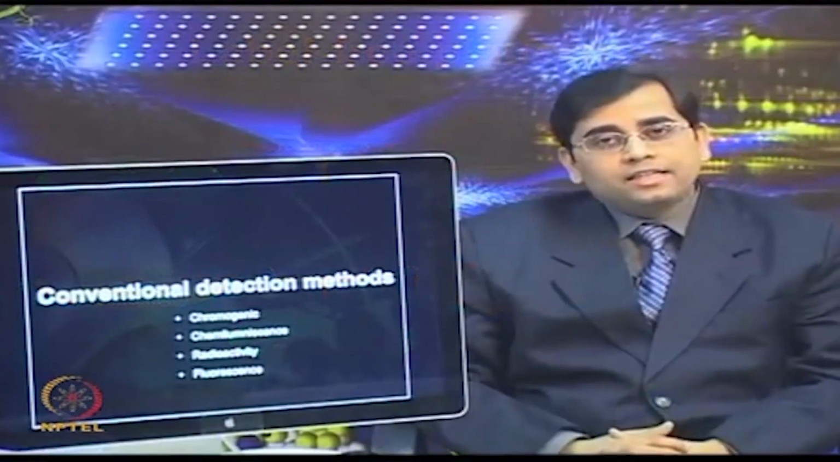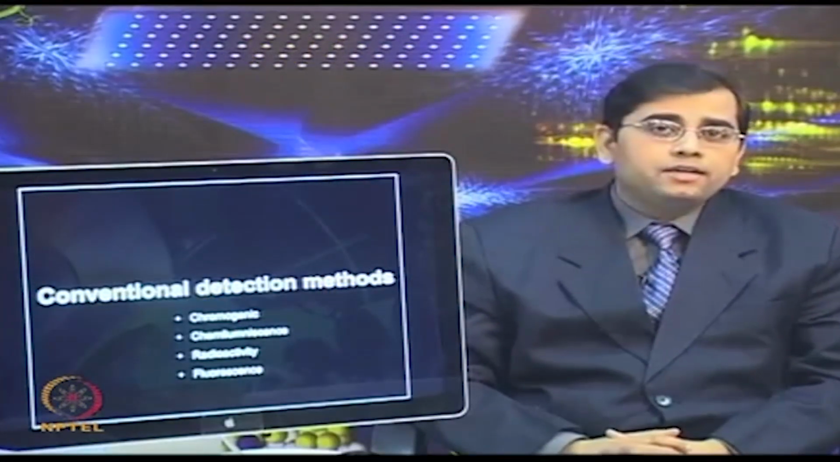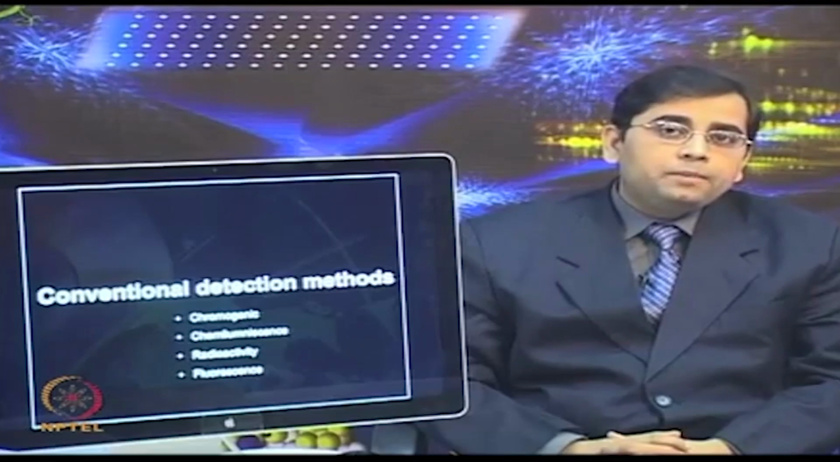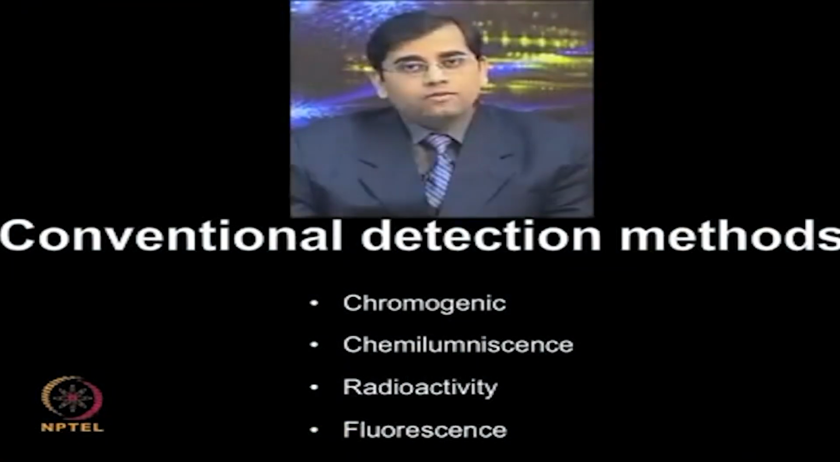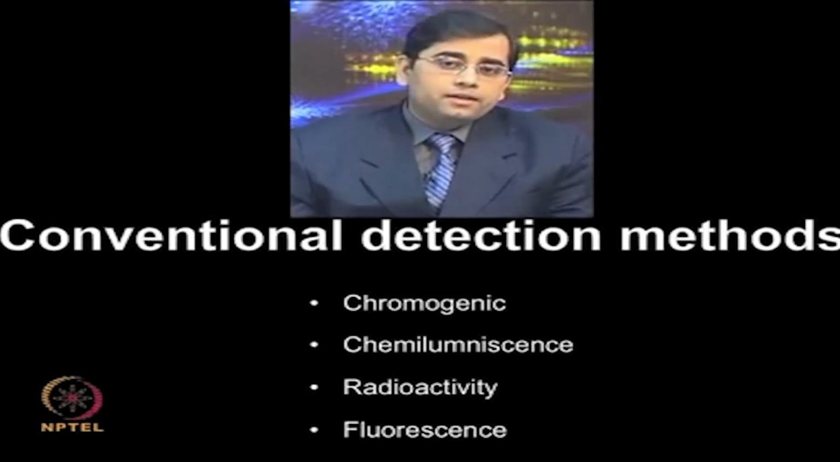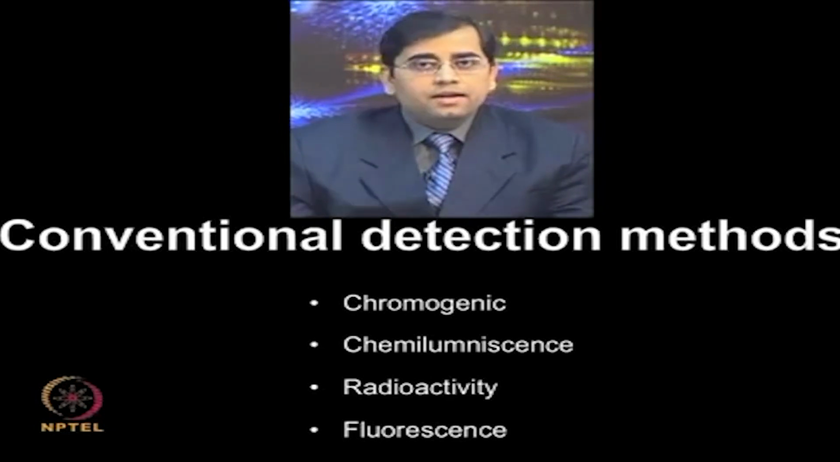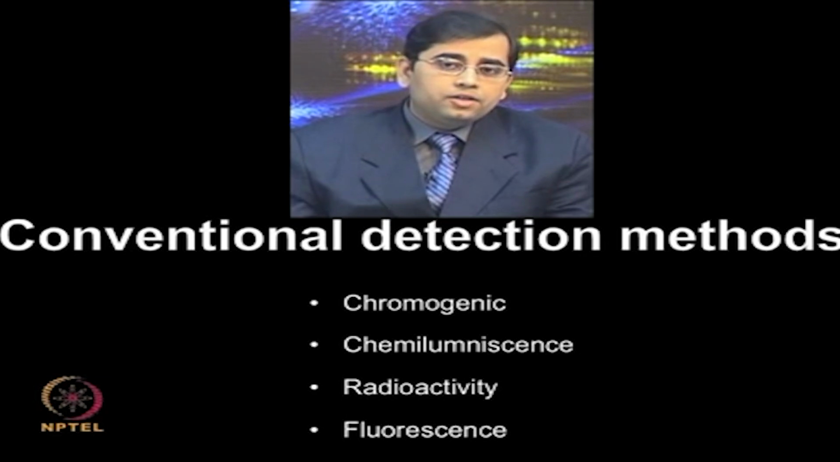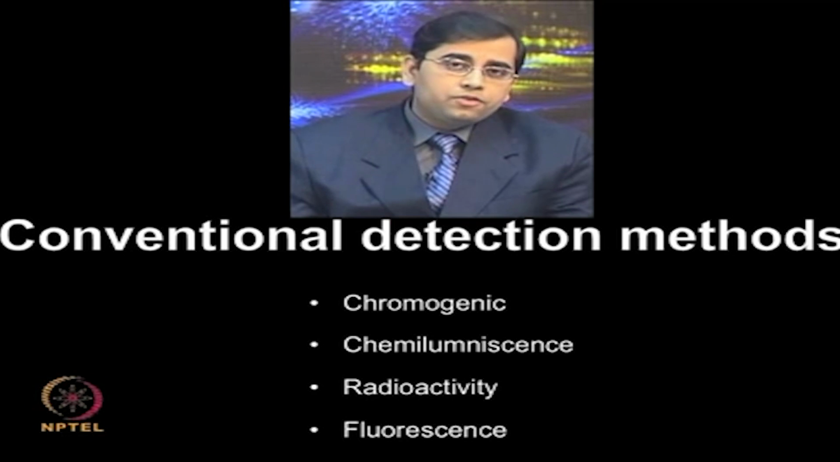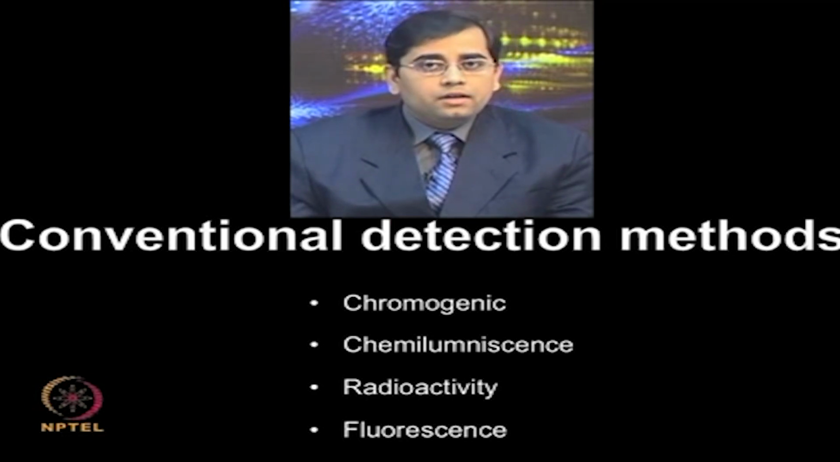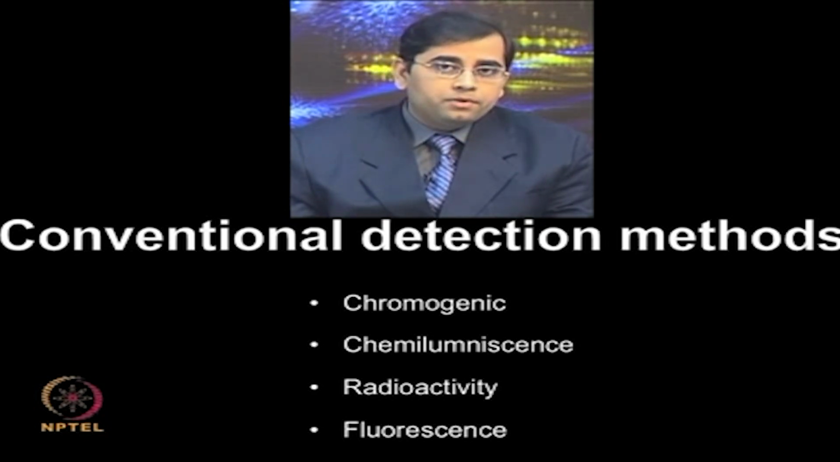So, let us start discussing conventional detection techniques for label based detection systems. The most conventional ones available are chromogenic, chemiluminescence, radioactivity and fluorescence based detection systems. Let us discuss each one of these in some more detail, and then we move on to some of the more recently emerged advanced platforms which are used for label based detection systems.